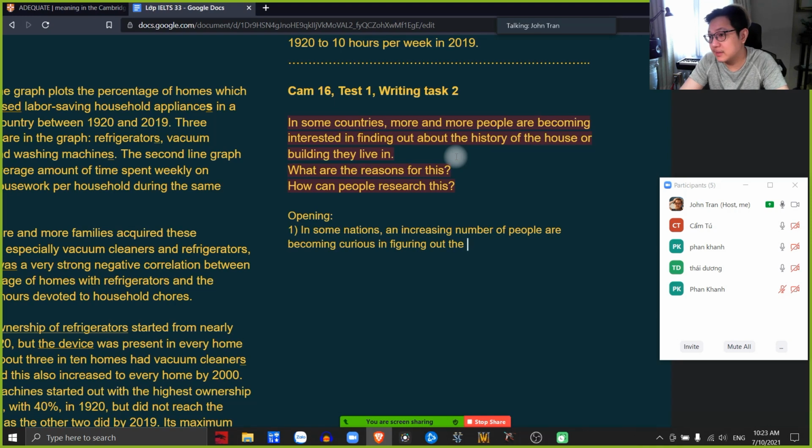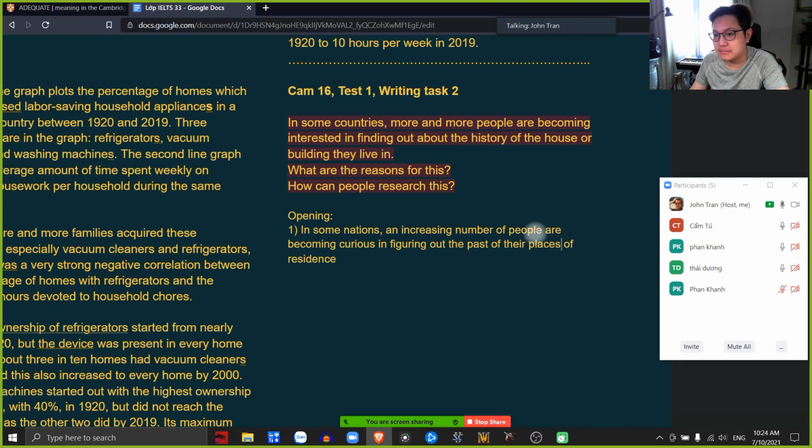the history of the house or building they live in. You can say figuring out the past. History is the past, right? Lịch sử đương nhiên là quá khứ rồi. In figuring out the past of the place they live in, of their residence, or of their place of residence, cái nơi mà họ sinh sống. Of their place of residence.